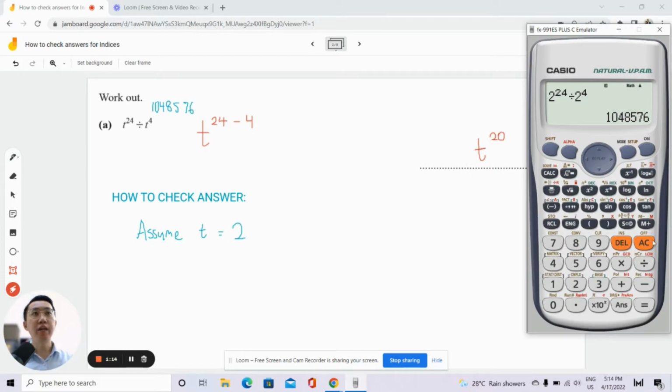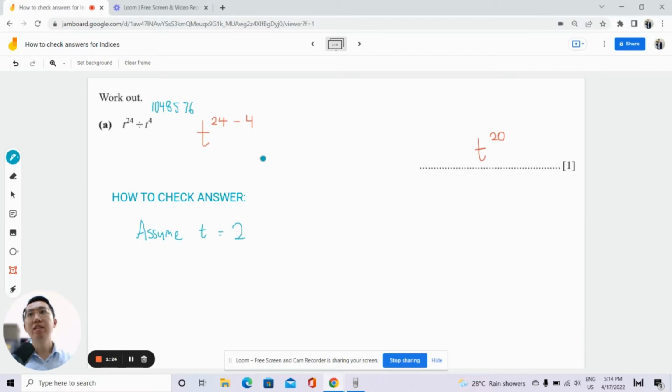Now repeat again by checking your calculator, type this and replace t with 2. So I'm gonna do that. 2. Now replace power with 20 and you are going to check. It's going to be the same. See that? So 1048576. So it's tally. So this is tally. Okay, that's how you check.